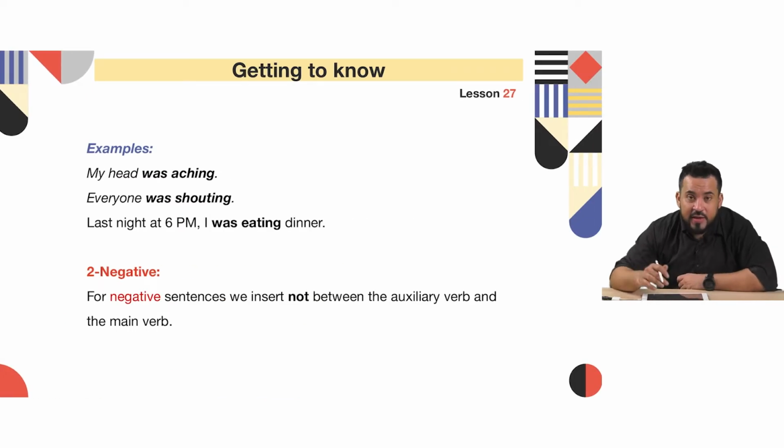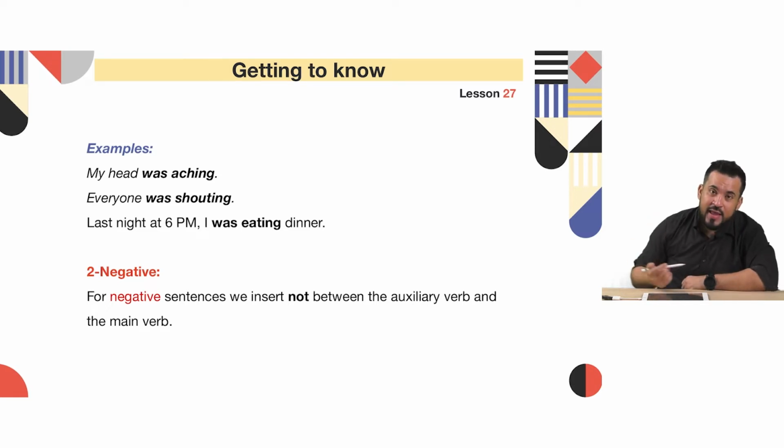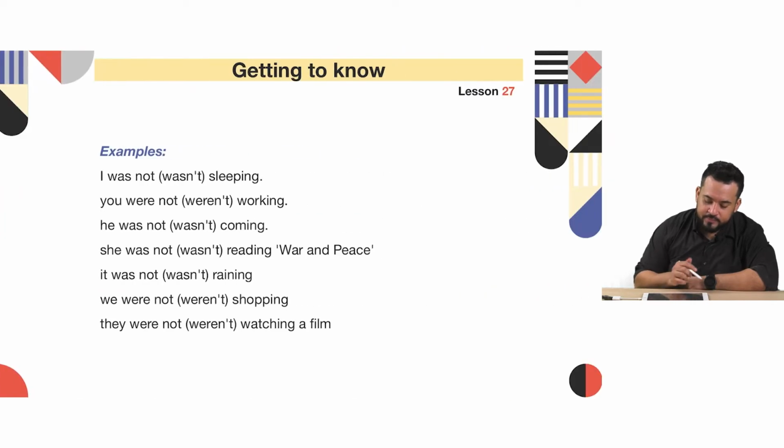Okay, let's take a look at some examples. My head was aching. Everyone was shouting. Last night at 6 p.m. I was eating dinner. Negative form of the past continuous is we just add not after the auxiliary as usual, and that will make it I was not sleeping, you were not working, he was not coming.